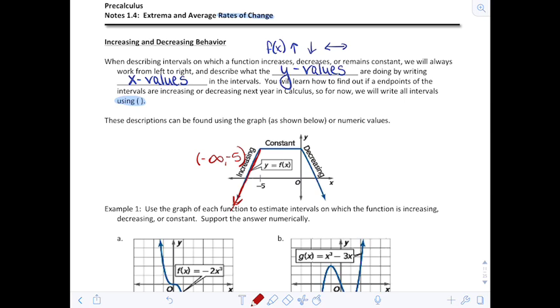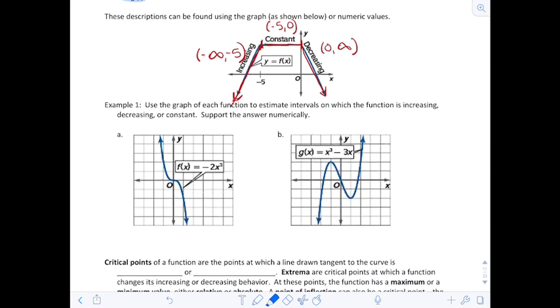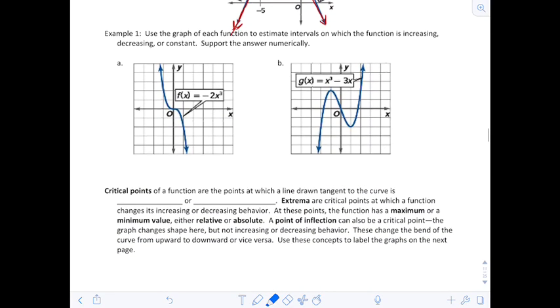Then we could say that it's constant from -5 all the way up to 0. So from -5 to 0, the function remains constant. And then from 0 to infinity, even though the graph goes to negative infinity, from 0 to infinity, the graph is decreasing. So we are talking about what the y values are doing by writing the x values in the intervals. Okay, so let's look at a couple of examples that give us equations to go along with them.